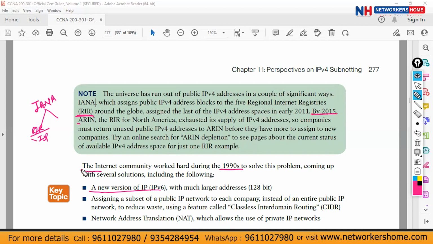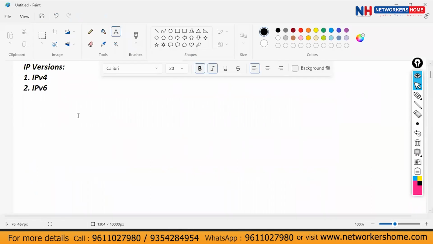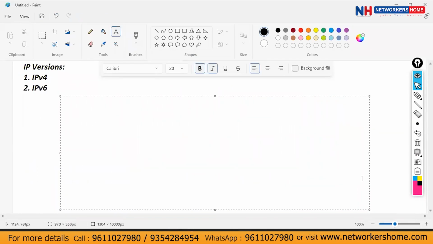And it is still in use because of some features: we have something called CIDR, and also NAT. NAT is the popular thing because of which right now we are using the internet with the help of IPv4, and we'll be discussing this in our course. So we'll see the differences between IPv4 and IPv6.